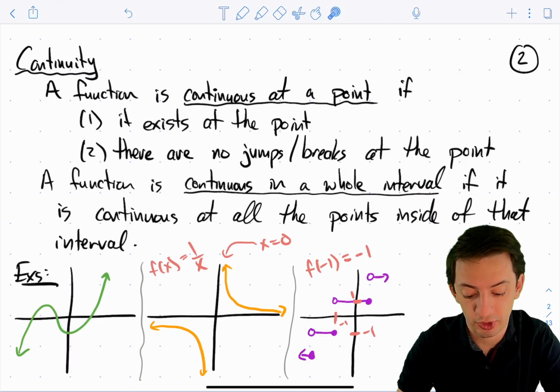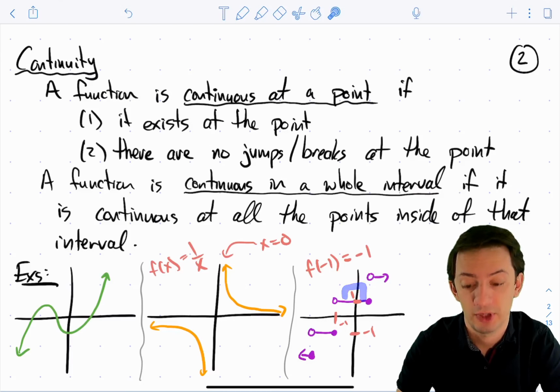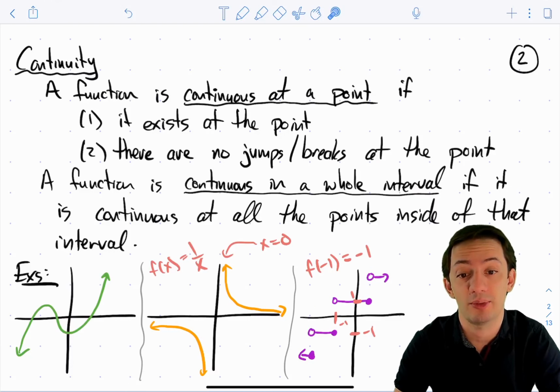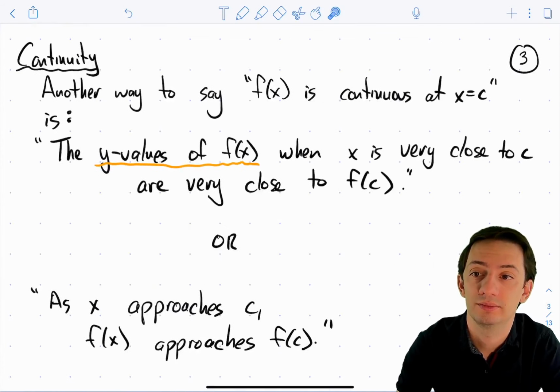So for example, if you looked at this interval of x values in the middle, you could say that the function is continuous on this interval. There's no jumps or breaks on this interval. But it's discontinuous, which is another way of saying not continuous, at those 3 points.